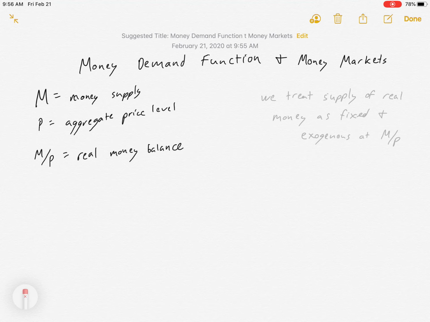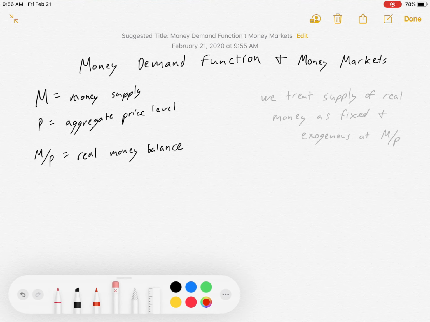Let's get started. M is our money supply. P is aggregate prices. M over P is real money balance. M over P measures how much stuff the money supply can buy. We're going to treat the supply of real money as fixed and exogenous at M over P. So with all that in place, let's get going.